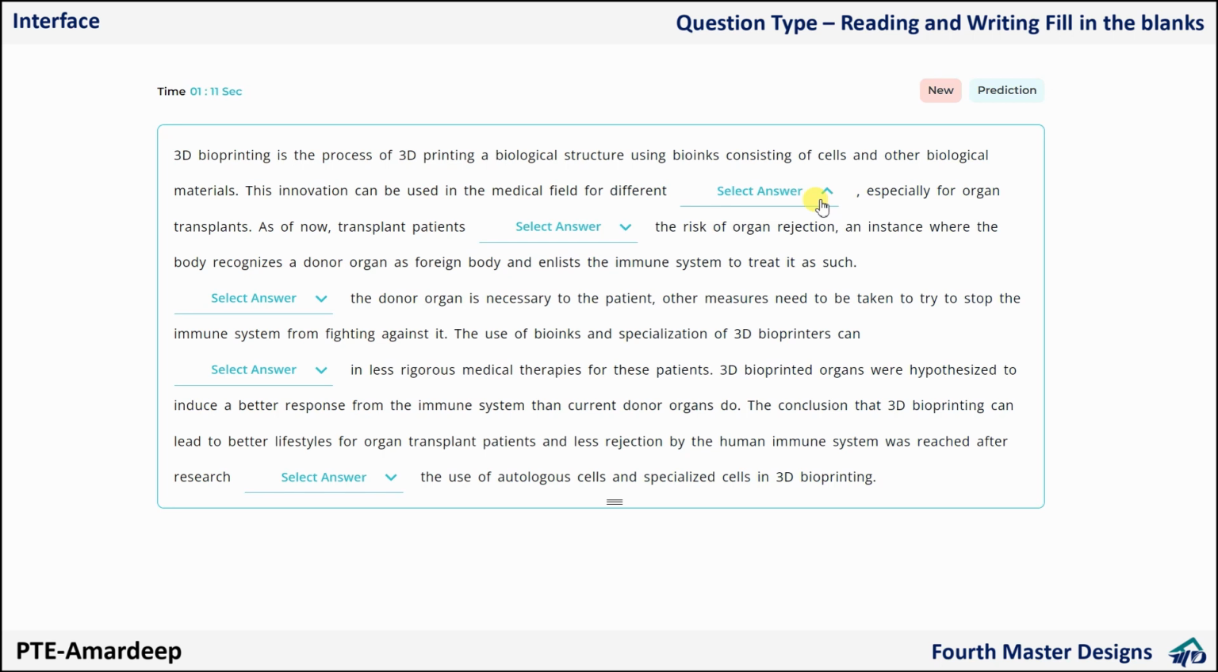And if you are not doing well in this particular question type, then it becomes very important to do very well in read aloud and highlight incorrect word of the listening module. So do not leave your reading module on your read aloud and highlight incorrect word. Try to do well here.